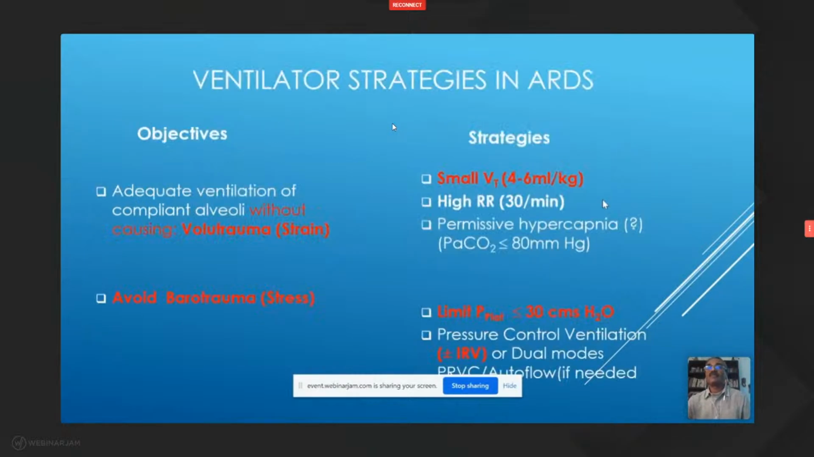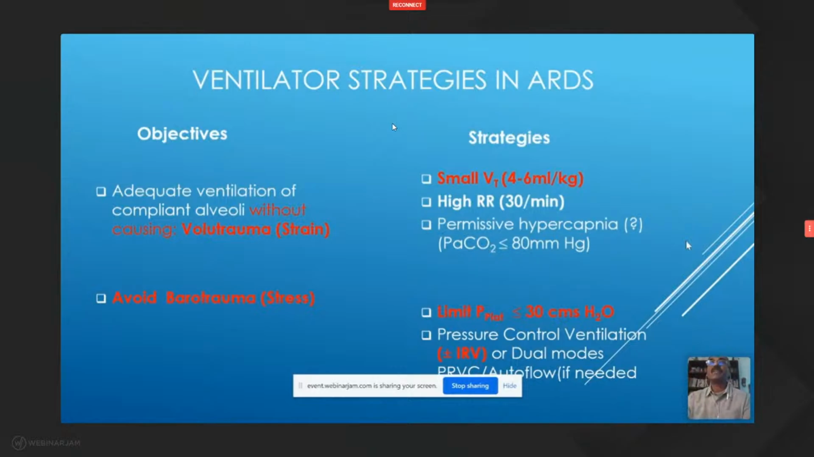All of you know, for reducing volume trauma, small tidal volumes, 4 to 6 ml per kg in classical ARDS. Because you are giving small tidal volumes, you may need to increase the respiratory rate to about 30. Avoid barotrauma by limiting the plateau pressures to 30, the driving pressures to 14 or 15. If you can't do that in a volume control mode, probably you could try a pressure control mode or dual modes with inverse ratio ventilation.